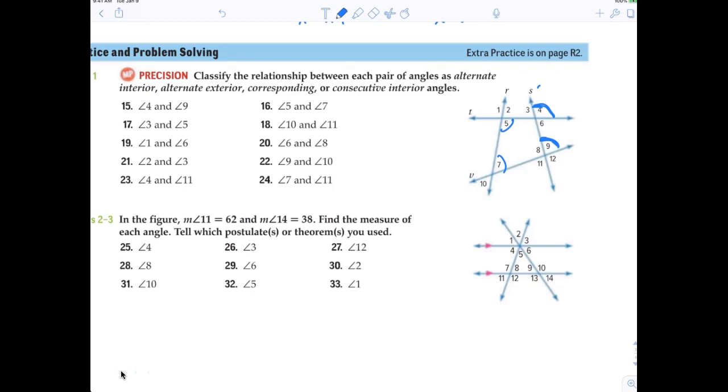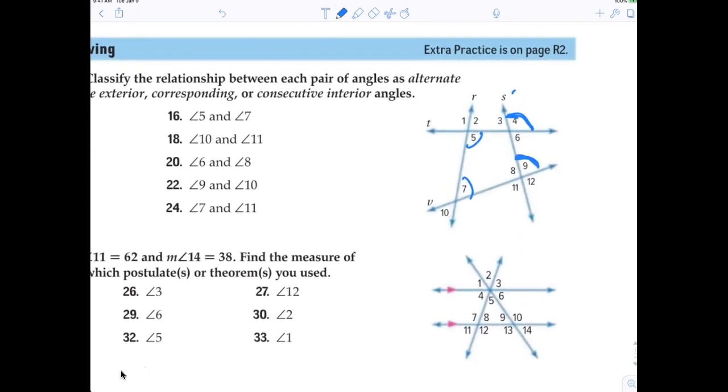All right, here we go. Let's try 3 and 5. What are 3 and 5? Alternate interior. Exactly. Alternate interior. All right, now you should be judging yourself on how many you get right. Why is 3 and 5 alternate interior?